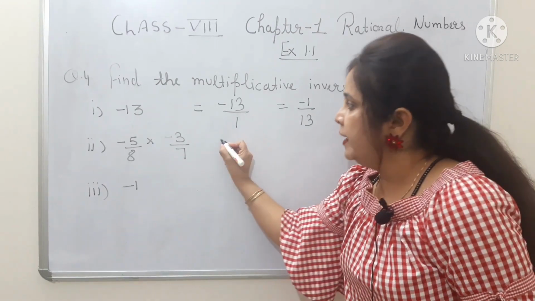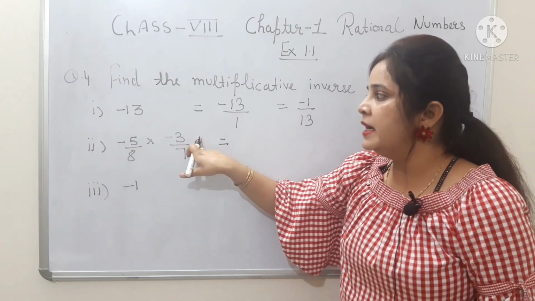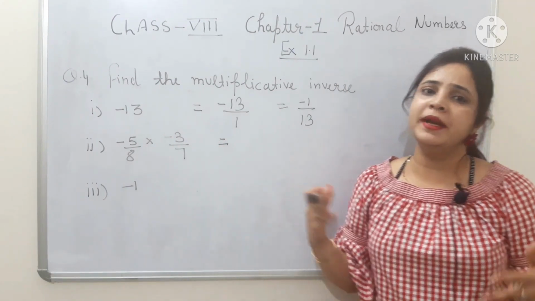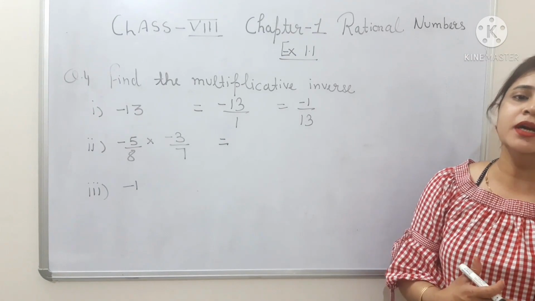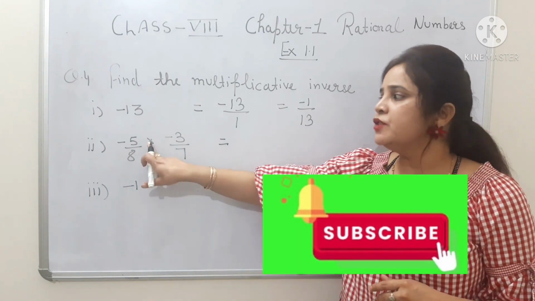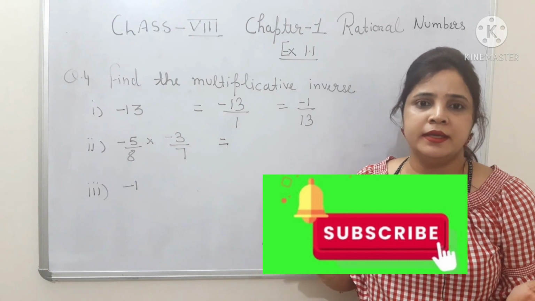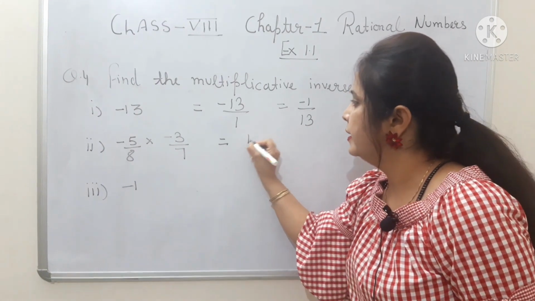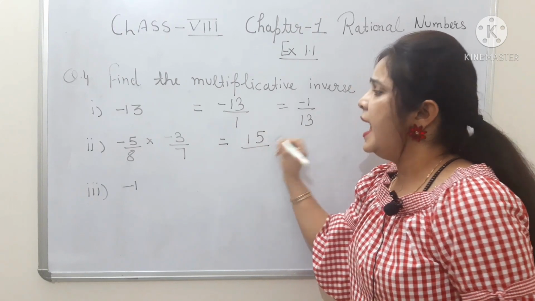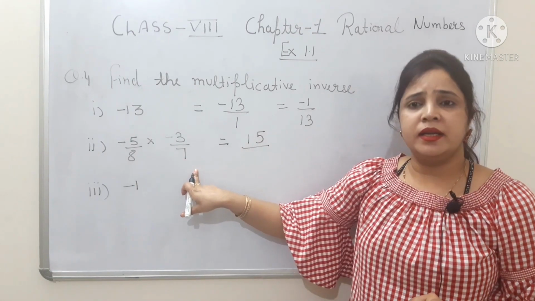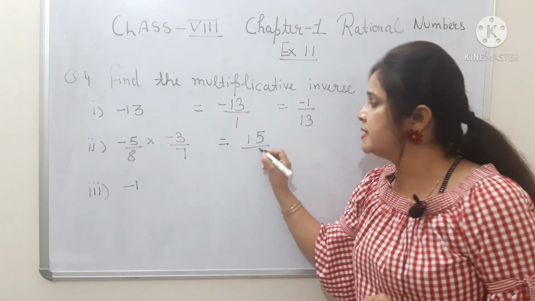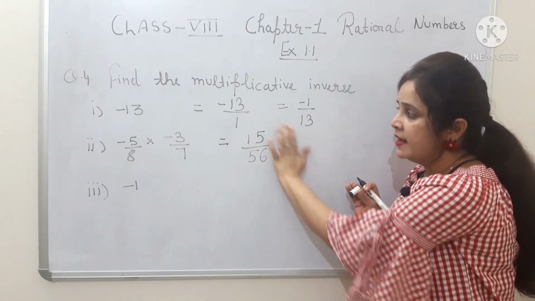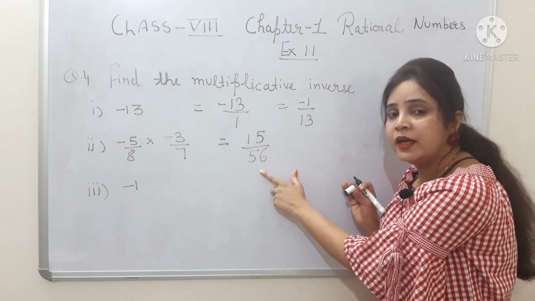Now, solve it. Minus 5, no cutting is possible. Okay, so straightforward, we have to multiply numerators with the numerator, denominator with the denominator. So minus 5 into minus 3 is what? Yes, it is 15. And 8 sevens is what? 8 sevens is 56.